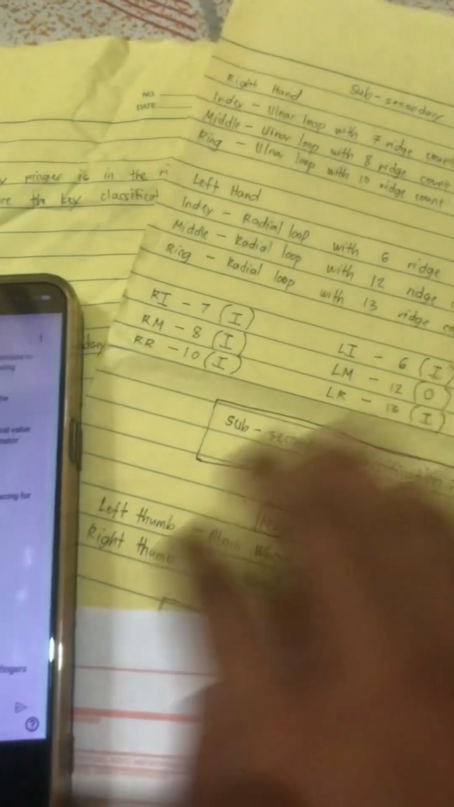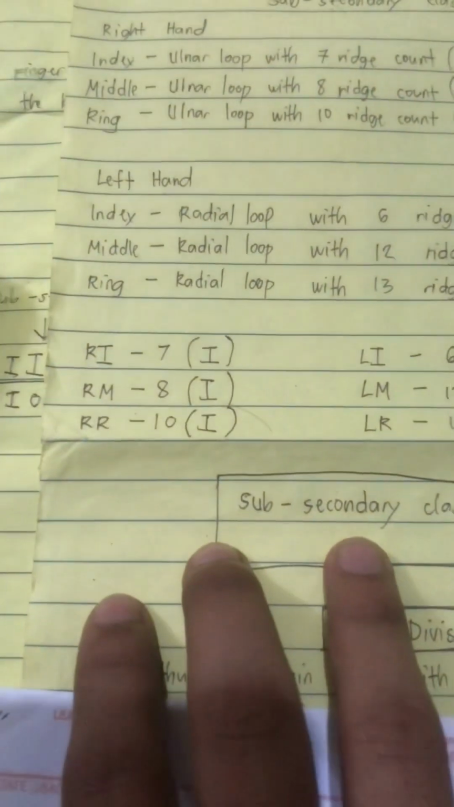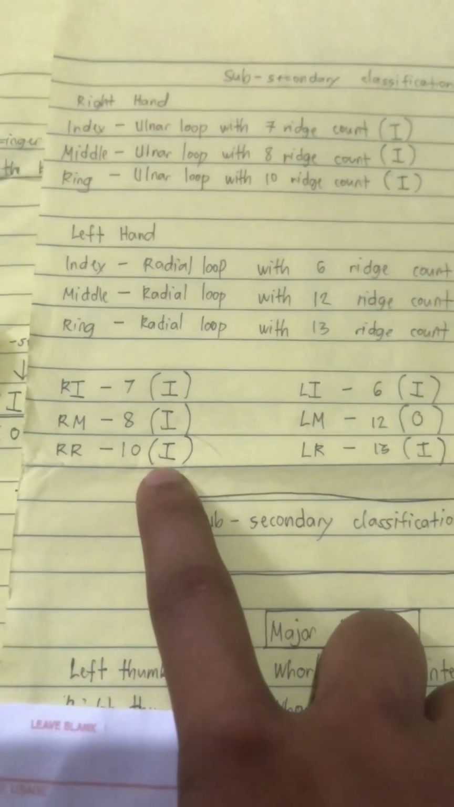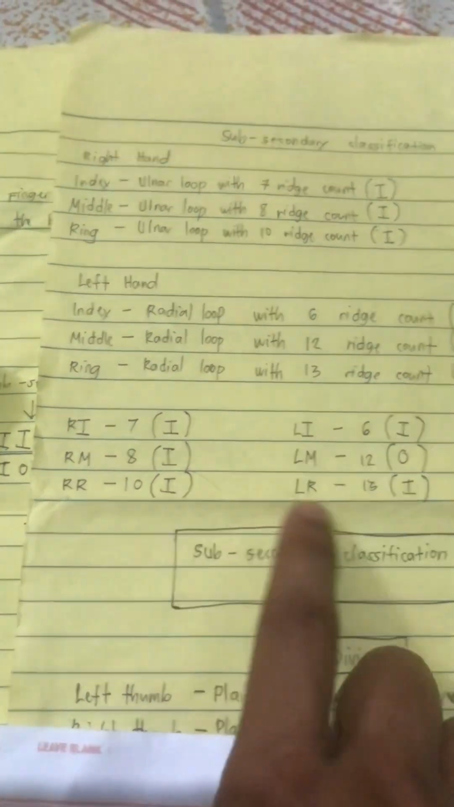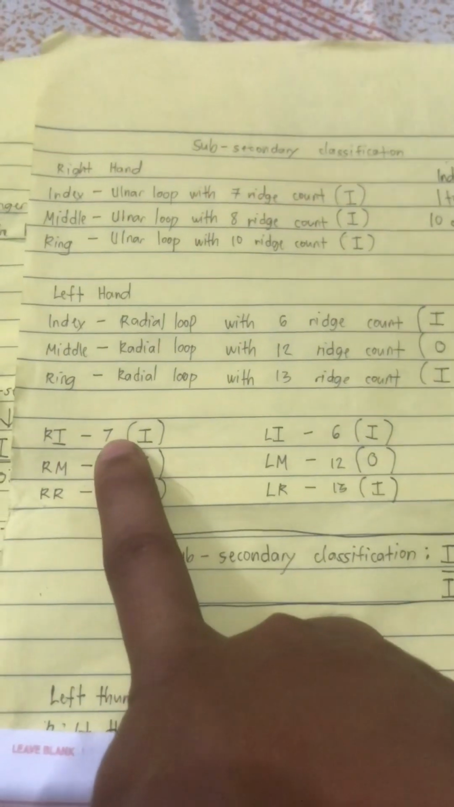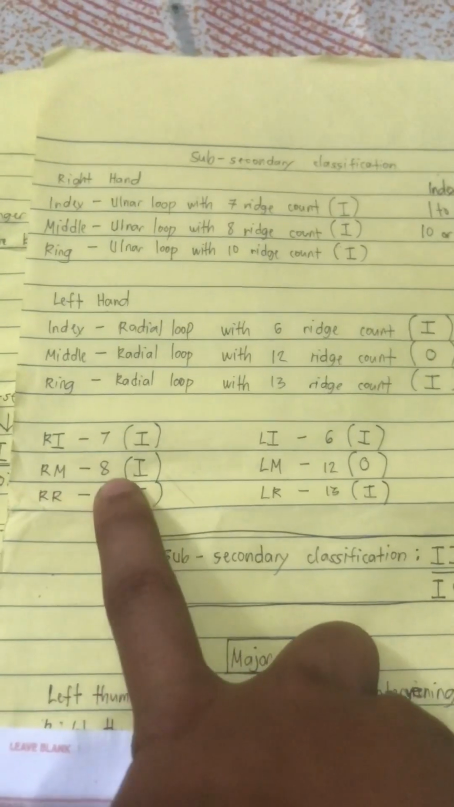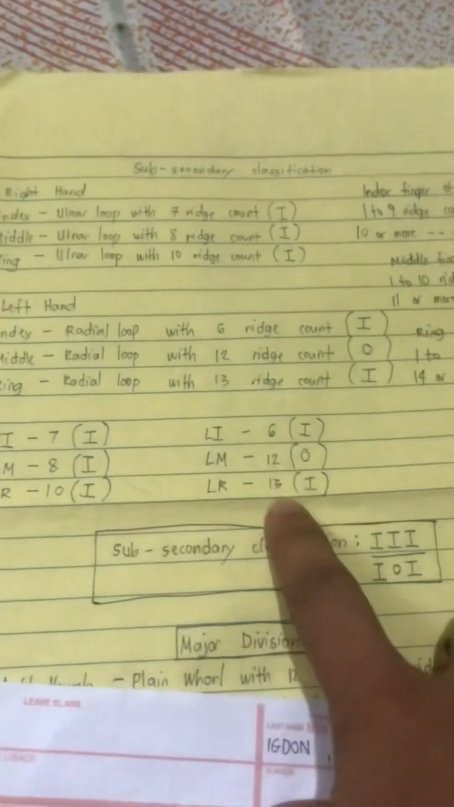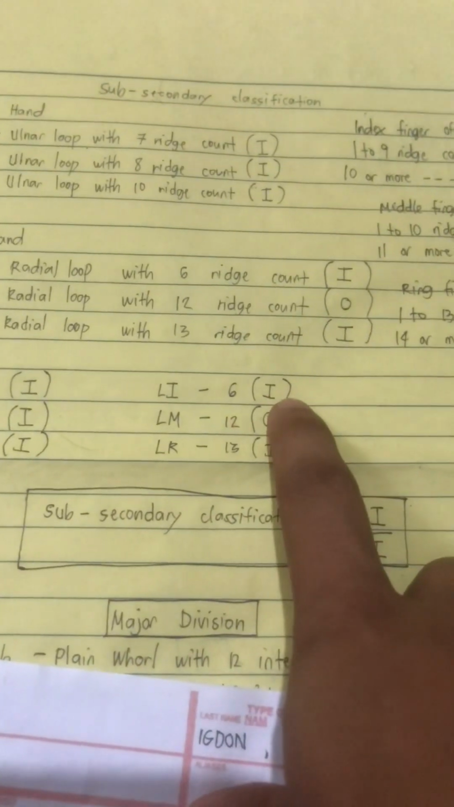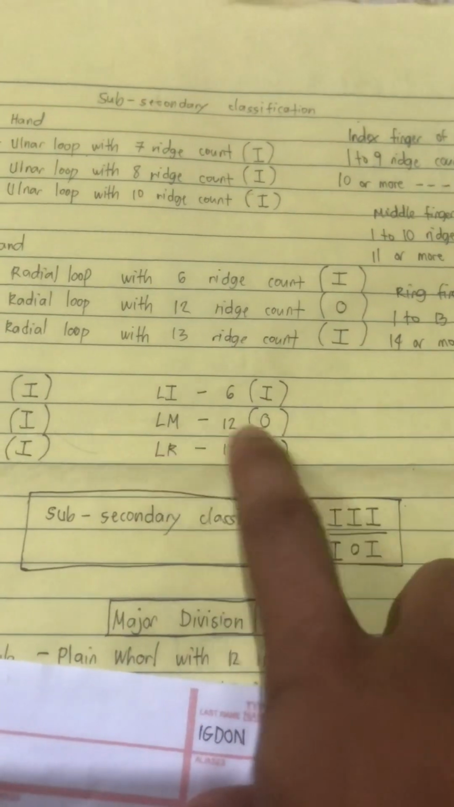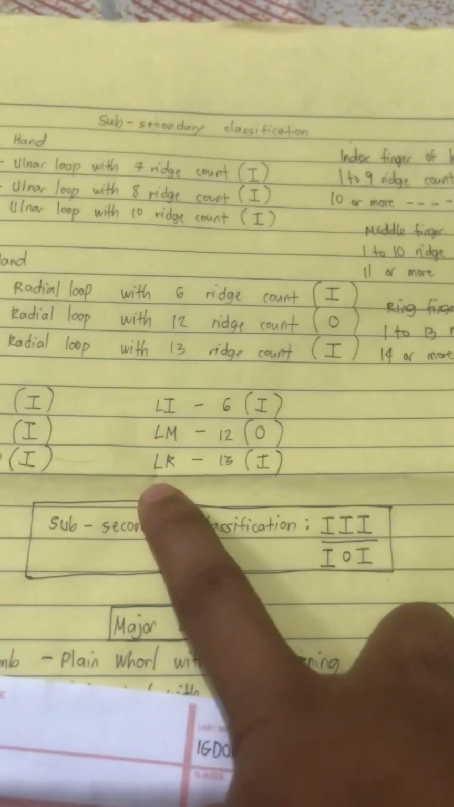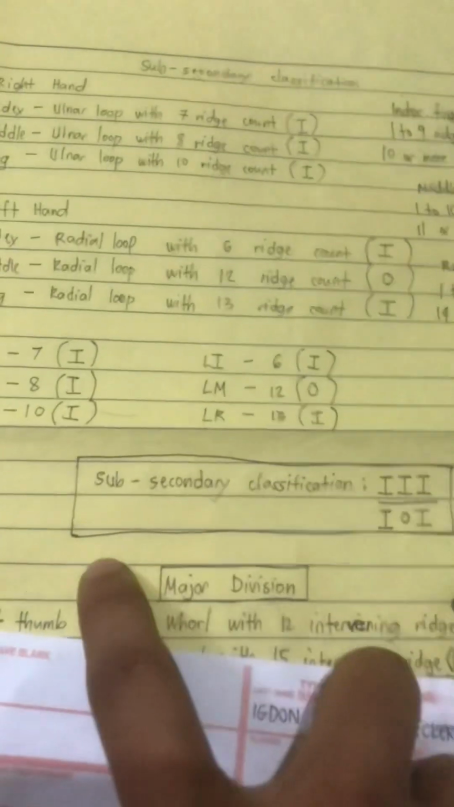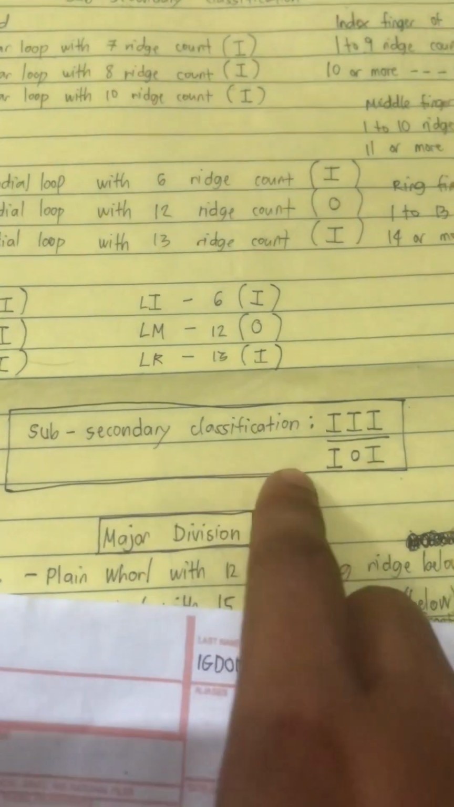So these are the numbers of my fingers. Right index is 7, so inner. Right middle is 8, so inner. Right ring is 10, so it is inner. And the left index is 6, inner. Left middle finger is 12, outer. Left ring finger is 13, so it is inner. So this is my sub-secondary classification.